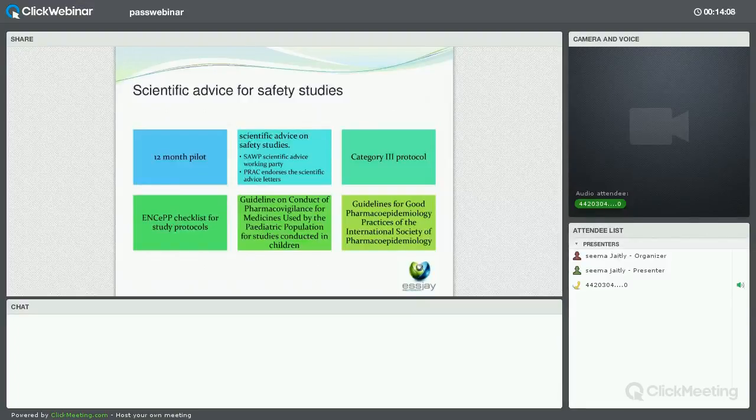There are a lot of checklists and guidances that are around, so we have the ENCePP checklist for study protocols, and if you go onto the EMA website, you will see that there is a whole dedicated section to ENCePP, which is looking at pharmacoepidemiology and pharmacovigilance and really providing good practice documents around that, helping you to write a protocol, and it's a very good resource for anyone that's trying to write a post-authorization safety study. There's also the guideline for pediatric populations and also for epidemiology coming from ISPE as well. So these are all good resources to use.